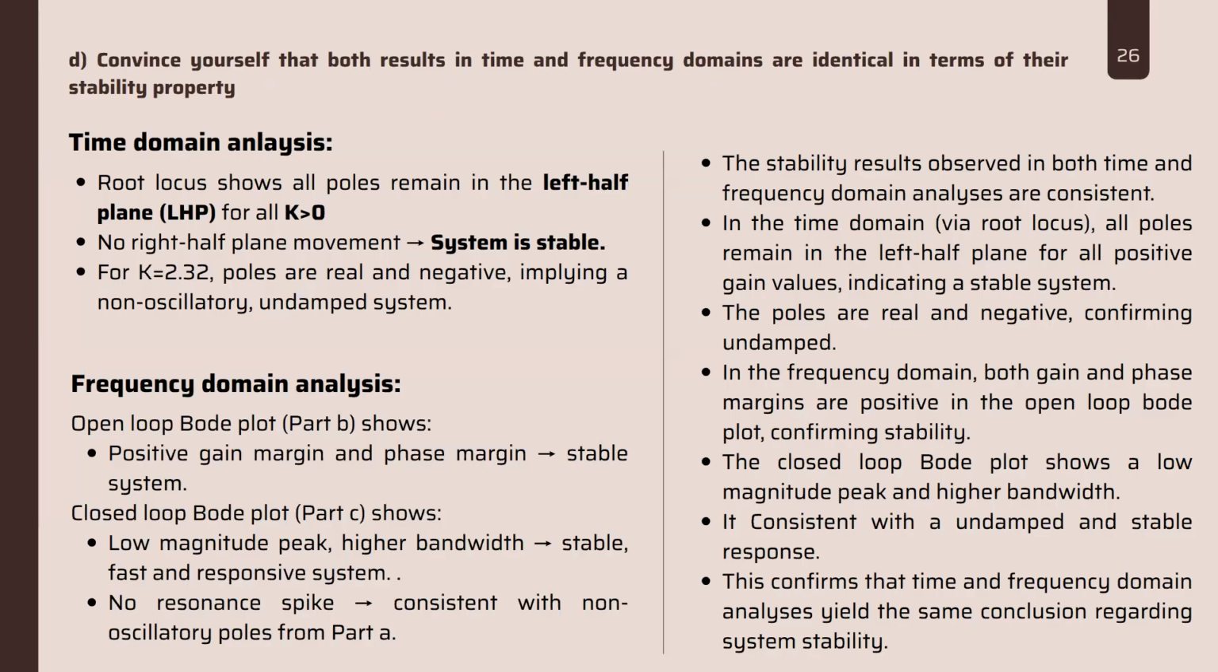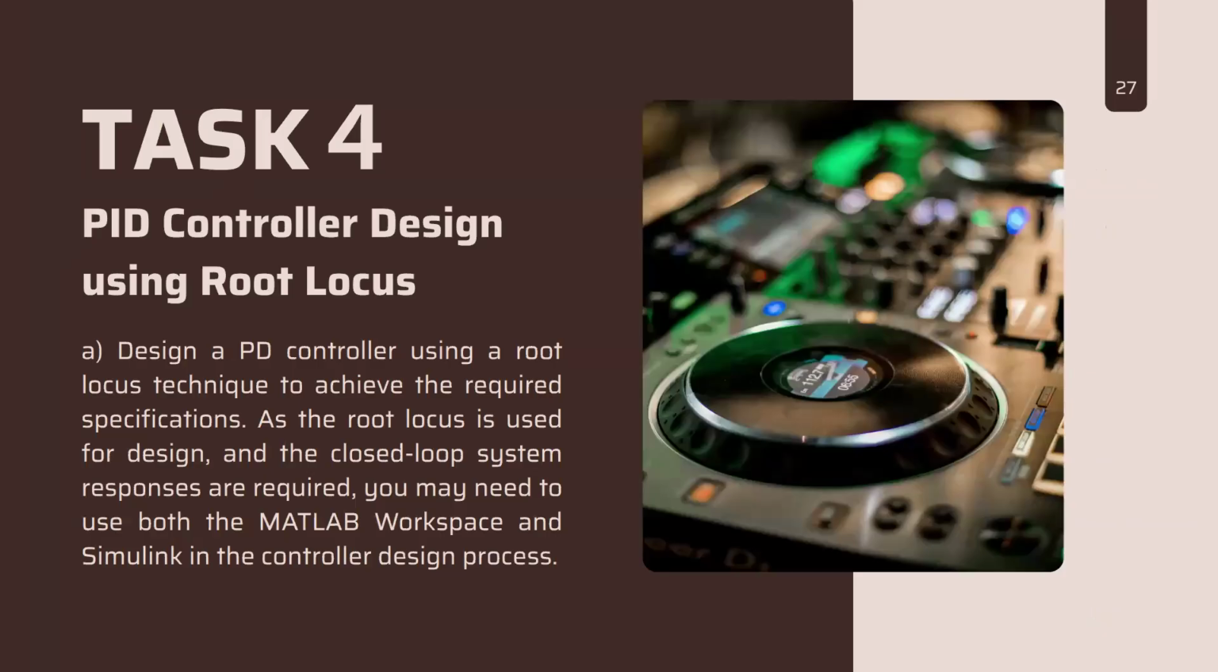Last, we need to compare the time and frequency domains. For time domain analysis, all the poles are in the left half plane, which indicates the system is stable. For frequency domain part B, the open loop approach gives positive gain margin and phase margin, which indicates a stable system. For the closed loop approach, we get a low magnitude peak and high bandwidth, which indicates a stable and fast response system. Overall, we confirm that the time and frequency domain analyses yield the same conclusion regarding system stability. So I pass to the next member.